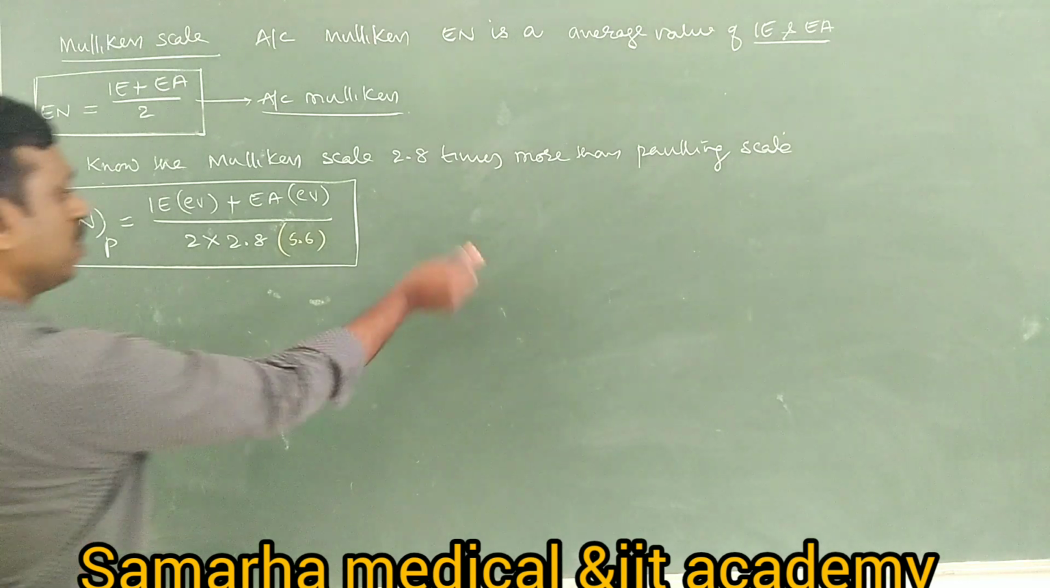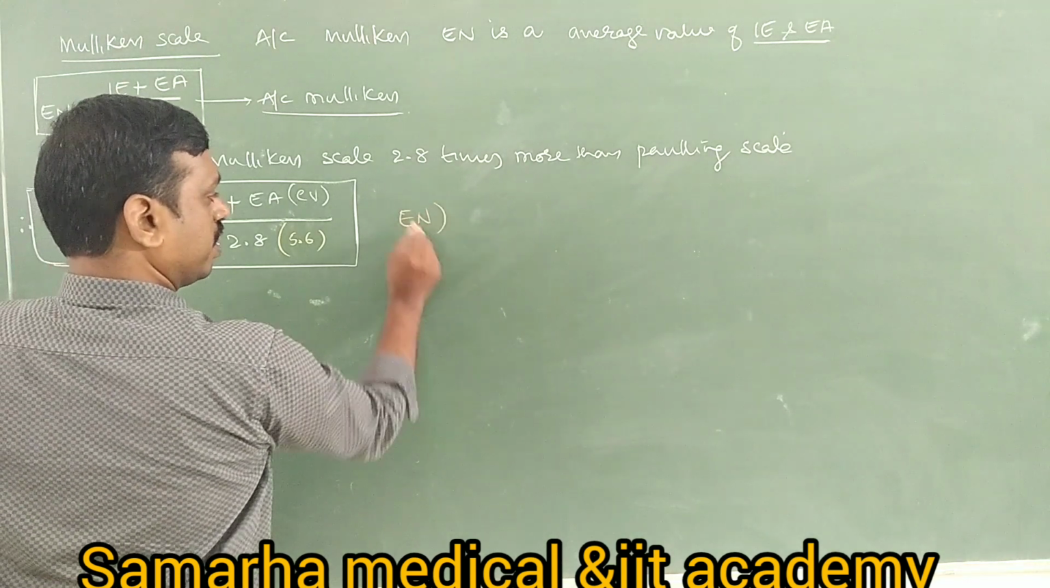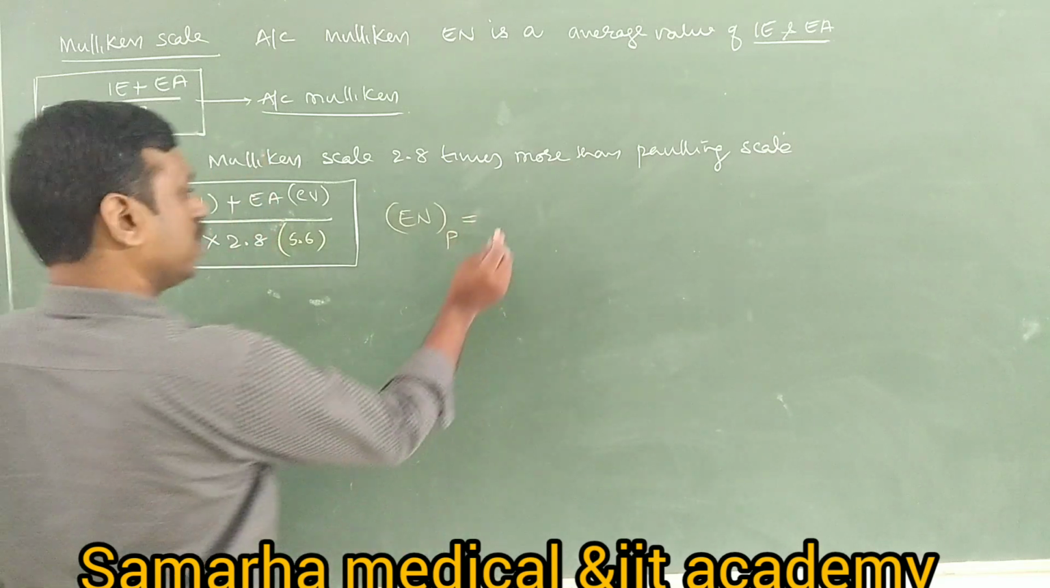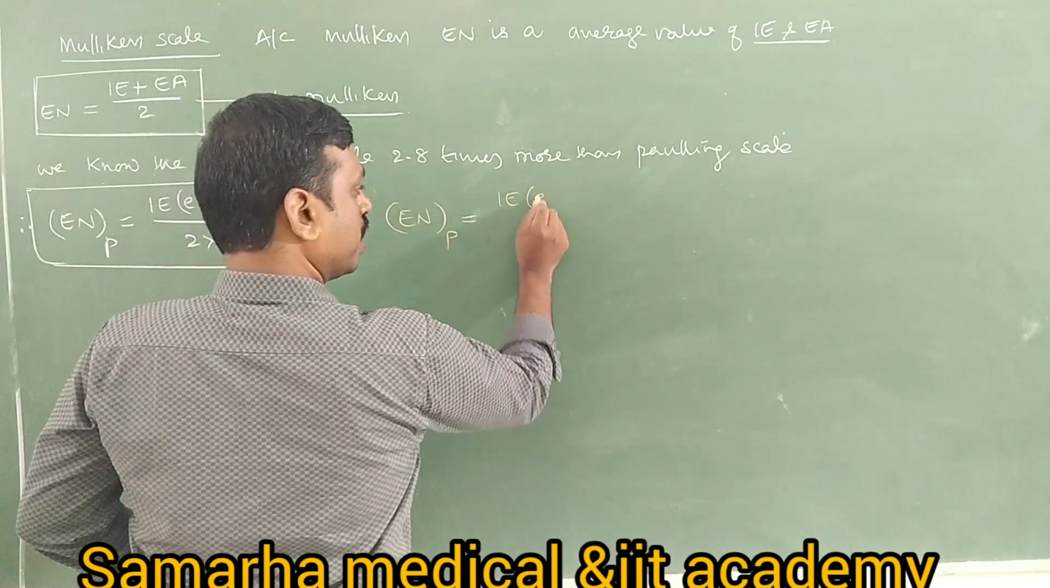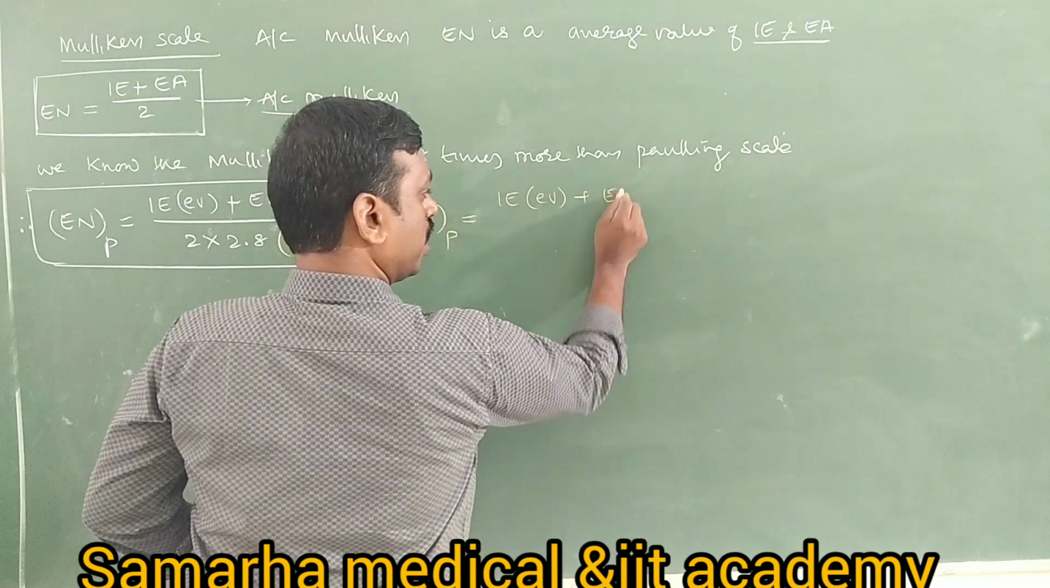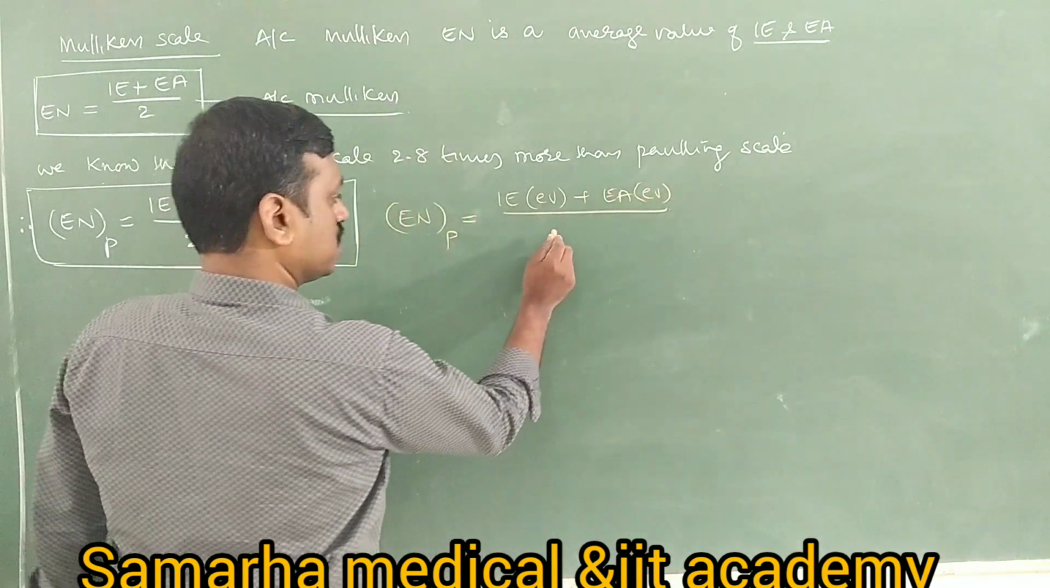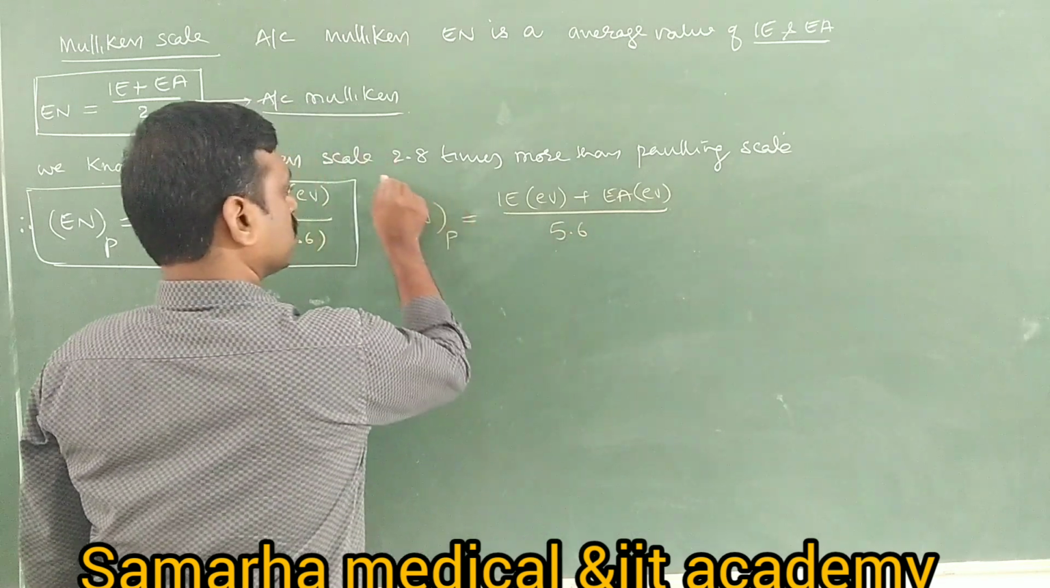Or else write one more formula. What is that? Electronegativity in Pauling scale is IE in electron volt plus EA in electron volt, divided by 5.6.